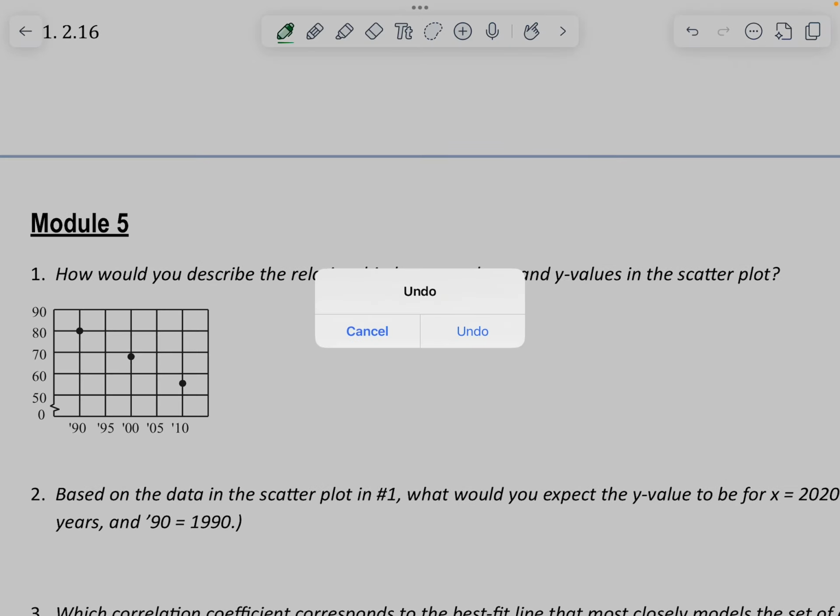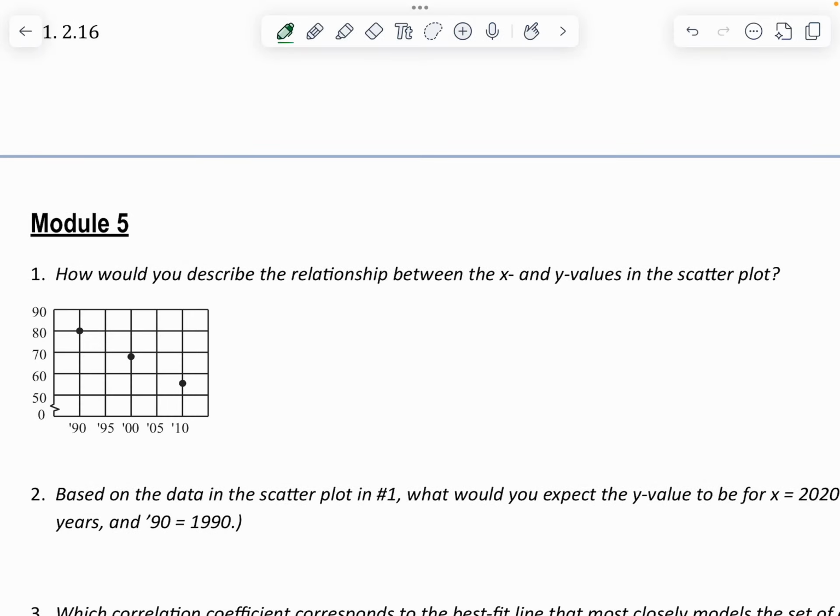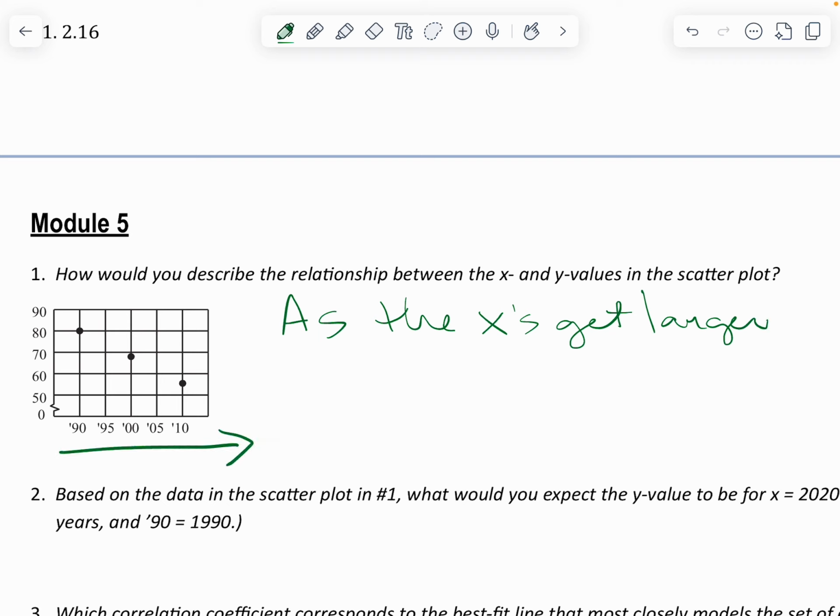How would you describe the relationship between the x and y values on the scatter plot? As the x's get larger, okay, so as the x's get bigger, the y's get smaller. Because isn't it going down?